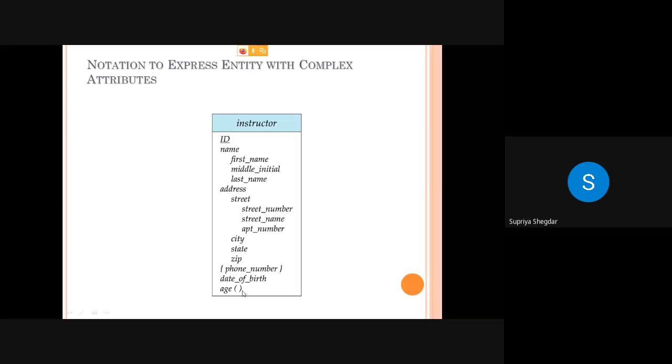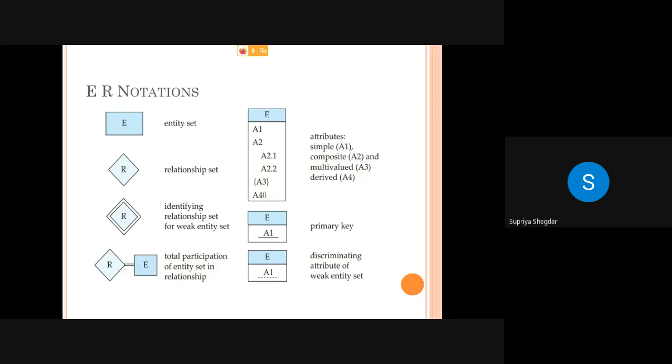Then if the attribute is a composite attribute, then we write the name of the composite attribute and the names of its components. If the attribute is a multi-valued attribute, then we write it in a curly bracket. And if the attribute is a derived attribute, then we write it as a function, meaning the name of the attribute and the brackets. Okay, so these are some ER notations which are used to draw ER diagrams.